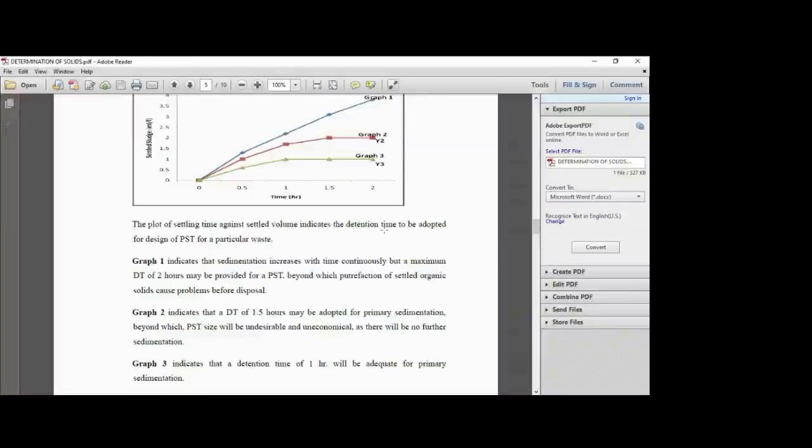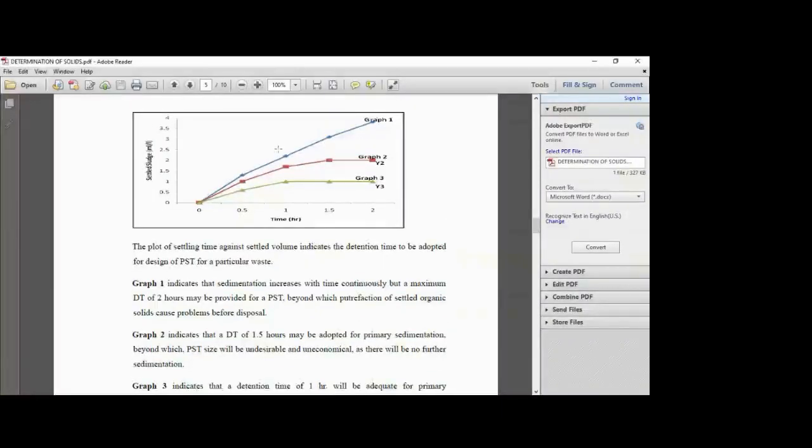So now let's focus on your curve number 1, that is graph 1. Graph 1 indicates that the sedimentation increases with time continuously, but a maximum detention time of 2 hours may be provided for a PST, beyond which putrefaction of the settleable solid matter can cause problems before disposal.